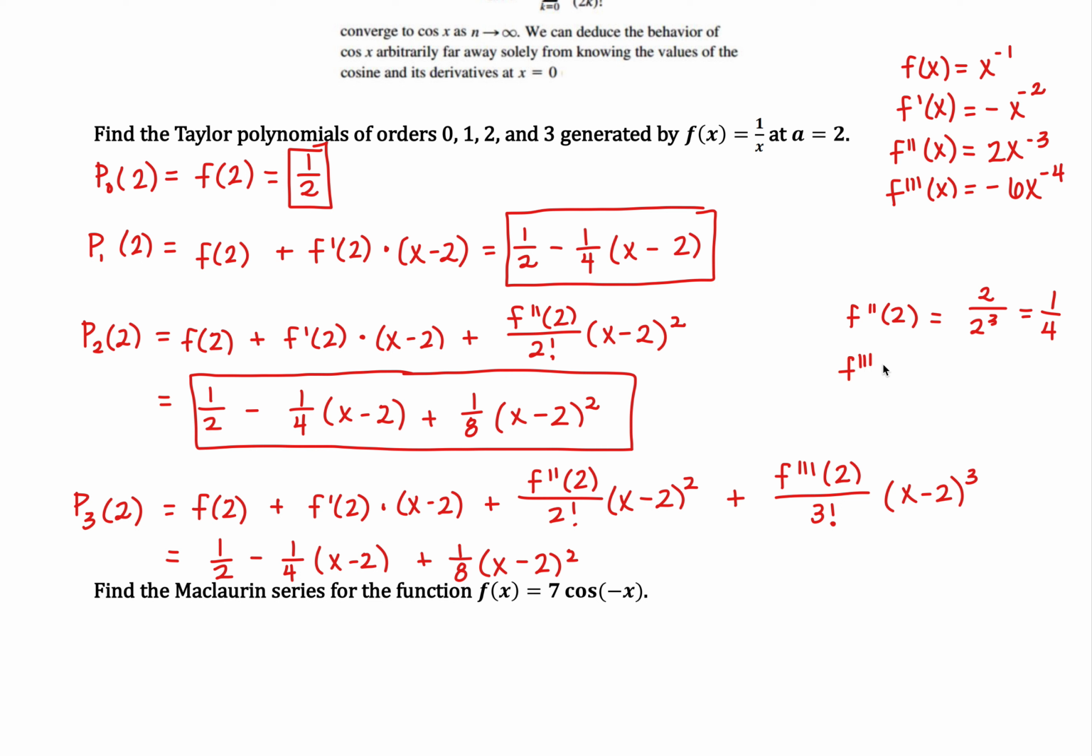So if we look at the third derivative of 2, it's negative 6 over 2 to the fourth power, and 2 to the fourth power is just 16. And before I even worry about reducing here, I need to make note that this fraction is going to be divided by 3 factorial, which is 3 times 2 times 1, or 6. So I'm going to take negative 6/16 and divide it by 6. So that just gives me negative 1/16. And then that's going to be multiplied by x minus 2 cubed.